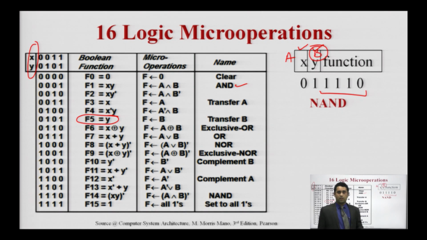So what is the significance of this function? We have 2 inputs X and Y, and we are performing a NAND operation. Okay, take another example where we are not using the 2 inputs. Say we are talking about a complement, say complement A, we are talking about only A.